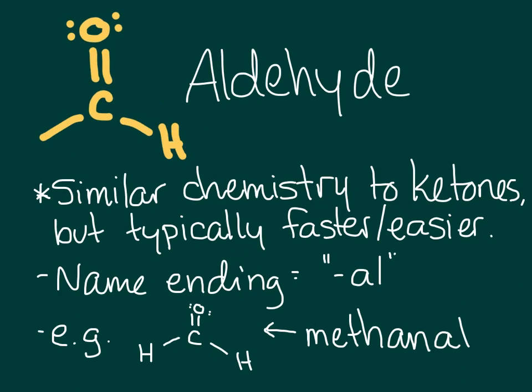If instead of carbons on both sides, at least one side has a hydrogen atom directly attached to that carbonyl bond, we call it an aldehyde instead of a ketone. The chemistry of aldehydes and ketones is almost identical, except that aldehydes tend to react faster. There are a few reactions that only aldehydes can do, but for the most part the two are very similar. Aldehydes have names ending in -al, and one example is methanal, shown below.